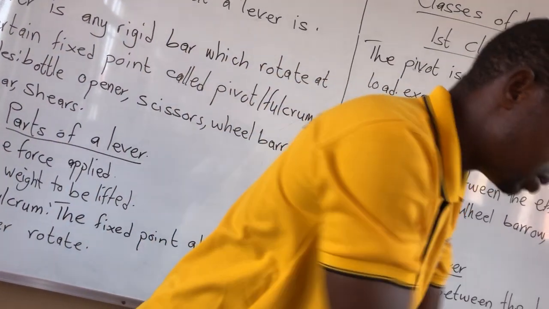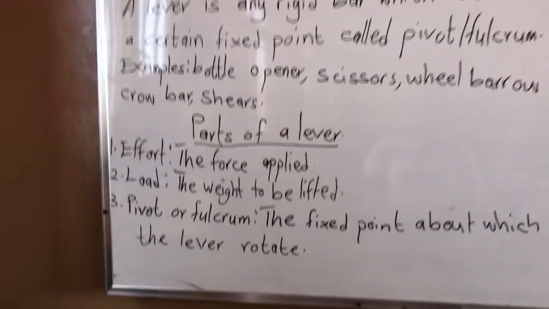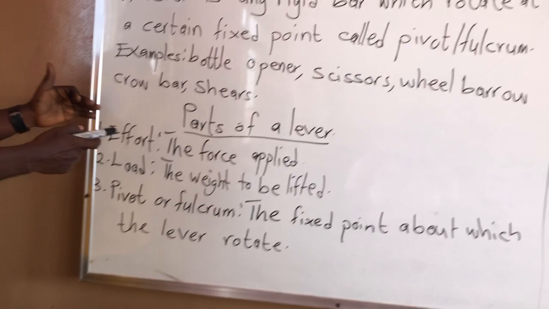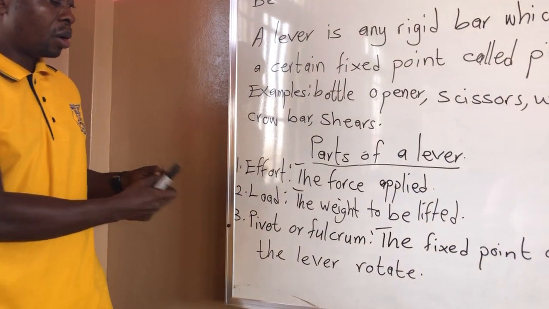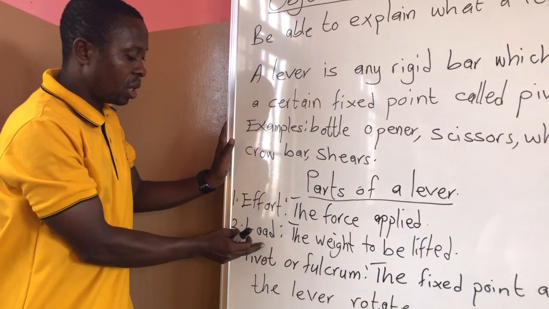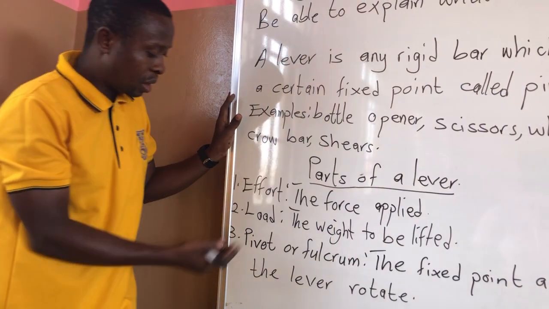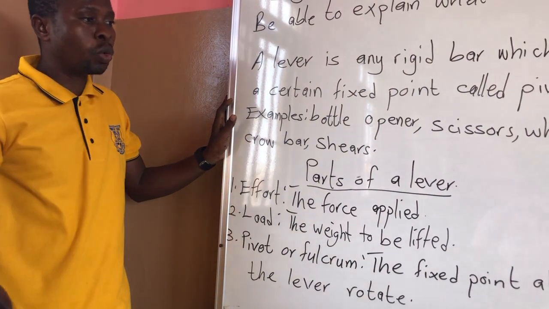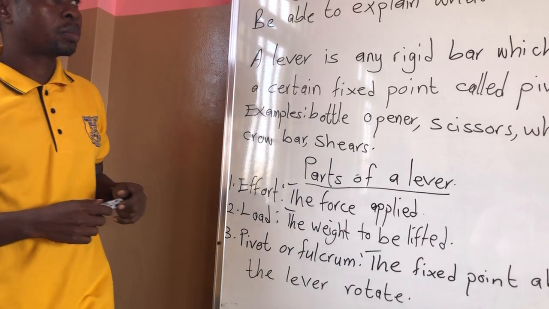Okay. Very good. Now let's continue. So we are saying that we have three main parts of a lever. We have the effort, where the force is applied. Then we have the load, that is the weight being carried, or the work that is being done. Then we have the pivot, where it rotates. Very good.